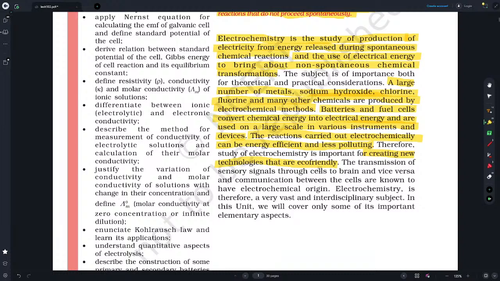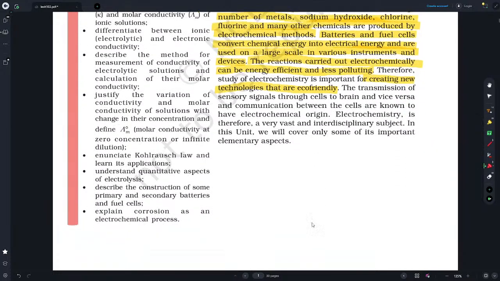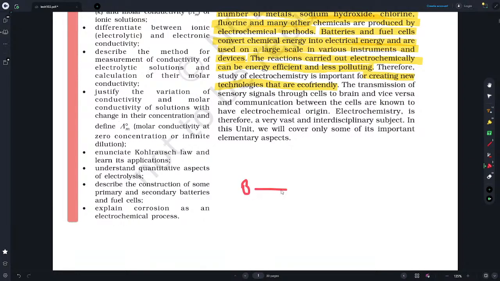The transmission of sensory signals through cells to the brain and vice versa, and communication between the cells, are known to have electrochemical origin. From the sensory organs, the impulse is taken to the spinal cord, then the brain, then the reaction is taken again to the muscle effector. All these transfers of signals are via electricity. They are found to have electrochemical origin.